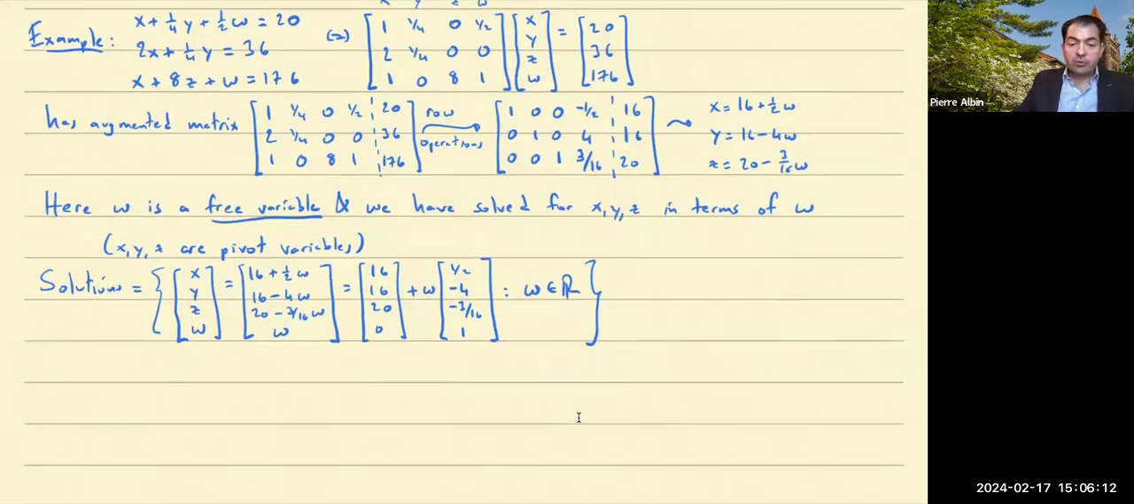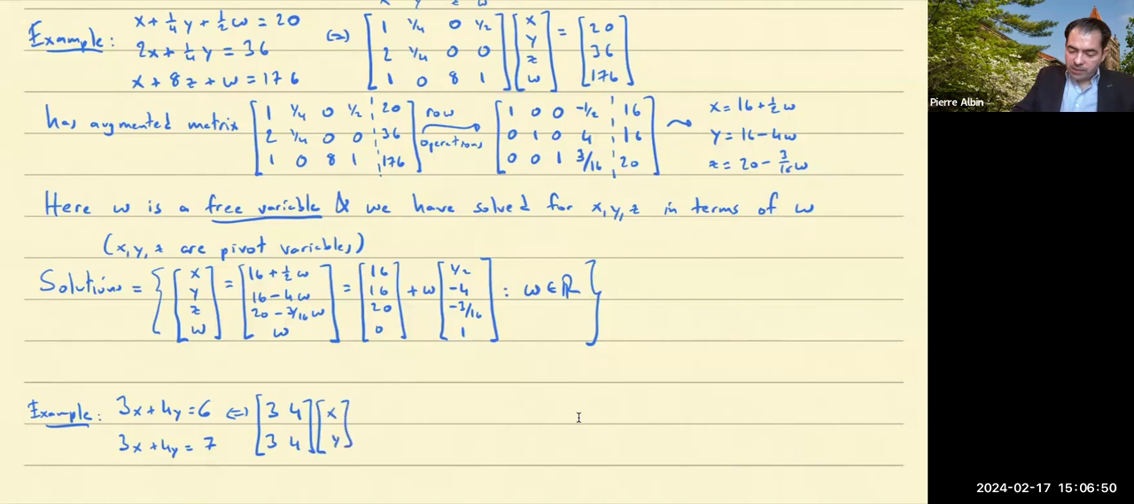Let's look at what happens when you try to do Gaussian elimination and your system doesn't have any solutions, right? So let's do an example where it's obvious that there are no solutions. Let's say that you wanted to solve 3x plus 4y equals 6 and 3x plus 4y equals 7, right? Well, those can't both be true, but let's see what happens if you try to do Gaussian elimination, right? So we can translate this to a matrix vector equation. We have the matrix 3, 4, 3, 4, multiplies the vector xy, results in the vector 6, 7.